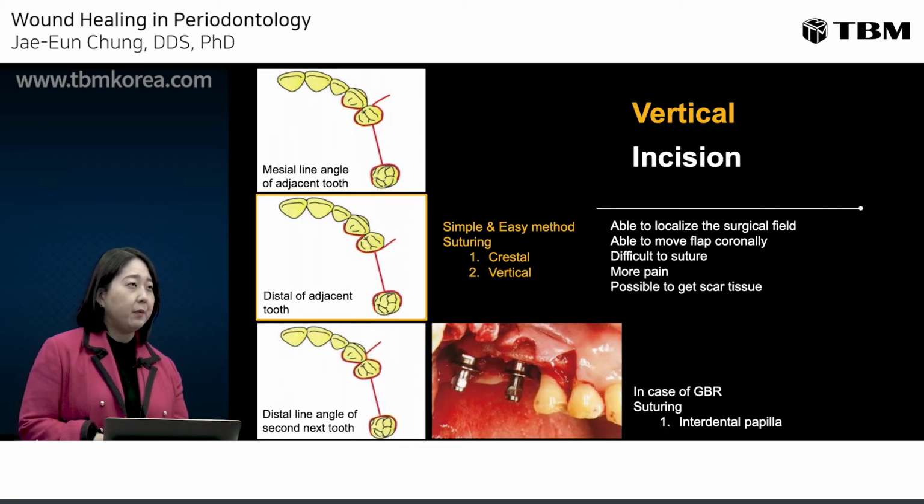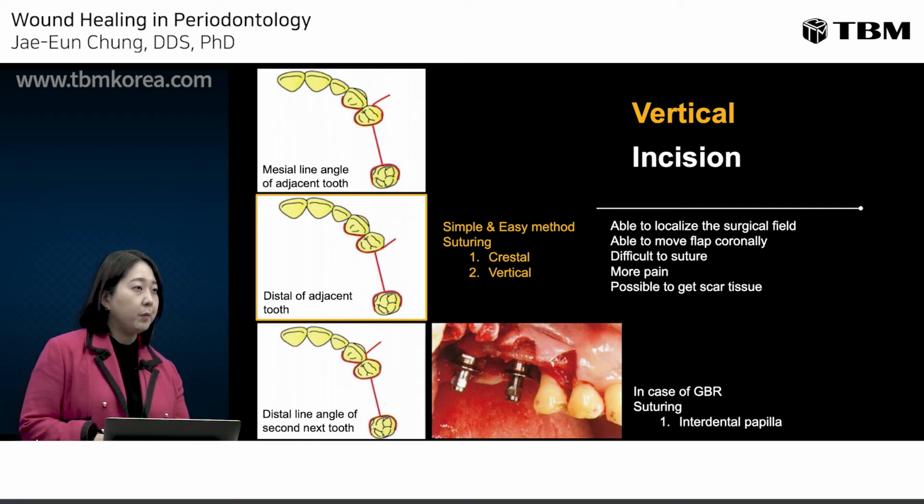Vertical incision is able to localize the surgical field and mobilize the flap, but it is more difficult to suture and postoperative pain can be increased. Vertical incision can be made at mesial line angle, distal of adjacent tooth and distal line angle of the second next tooth. Vertical incision at distal adjacent tooth is the commonly used one, like in the second picture. First suture the crestal incision and then vertical incision with simple interrupted suture or anchor suture. It is easier to reposition the flap around the vertical incision.